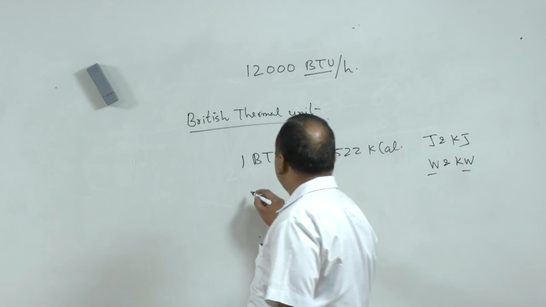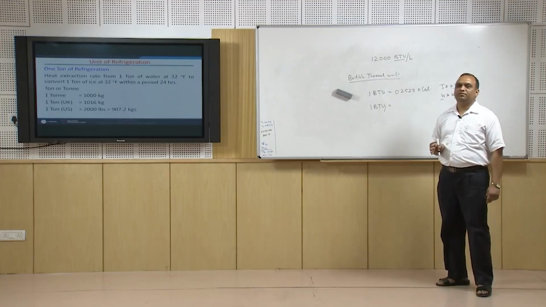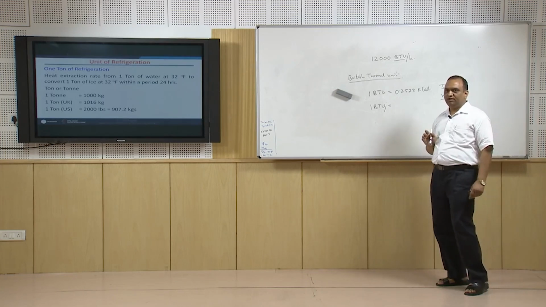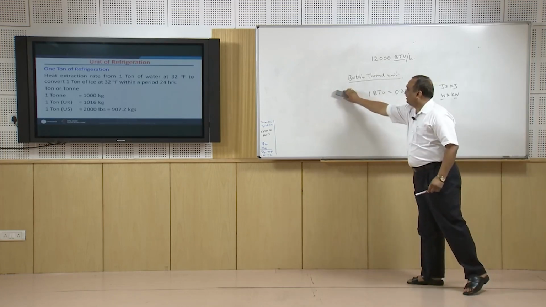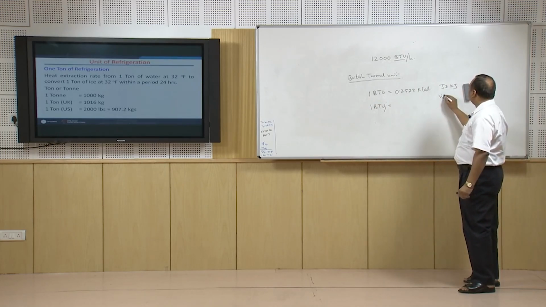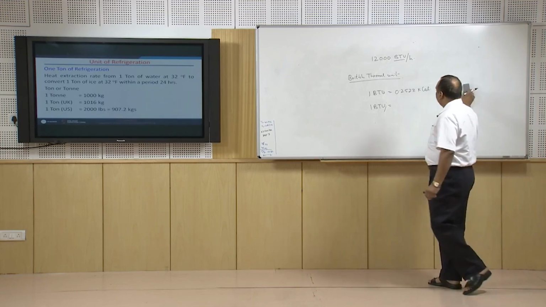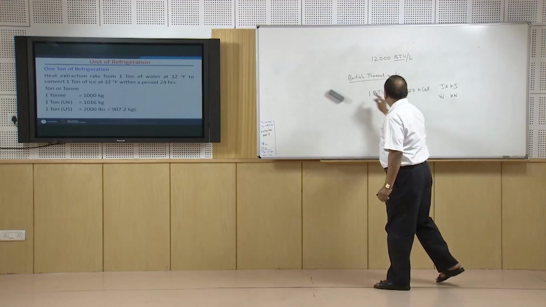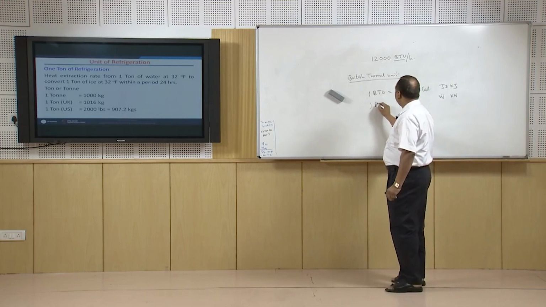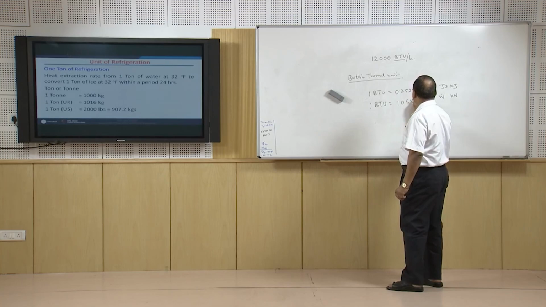In the SI system, work and heat are mutually convertible, that is why both are expressed in terms of joules or kilojoules, or heat transfer rate or work transfer by watts and kilowatts. So, 1 BTU, as I said, in the MKS system is 0.2522 kilocalories. In the SI system, 1 BTU is equivalent to 1055 joules.